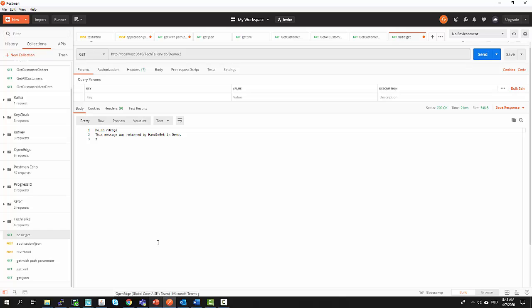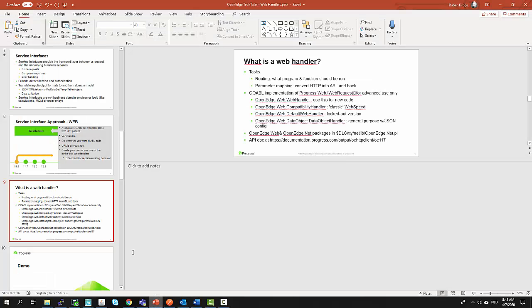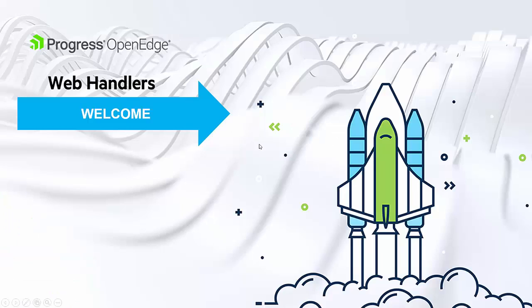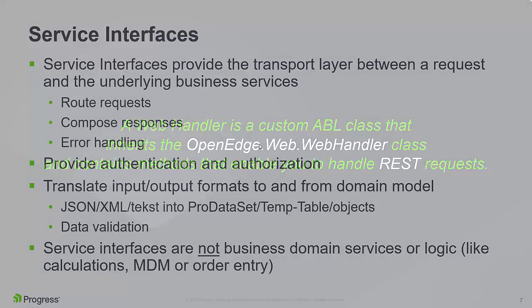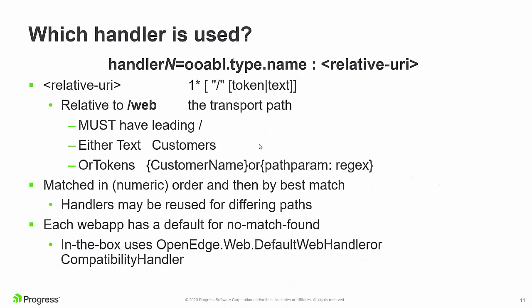You can find the URI definitions that you created in the openedge.properties file within your instance of the PASOE that you deploy to. There are some rules with regards to how those web handlers work, and which handler is used at what time.